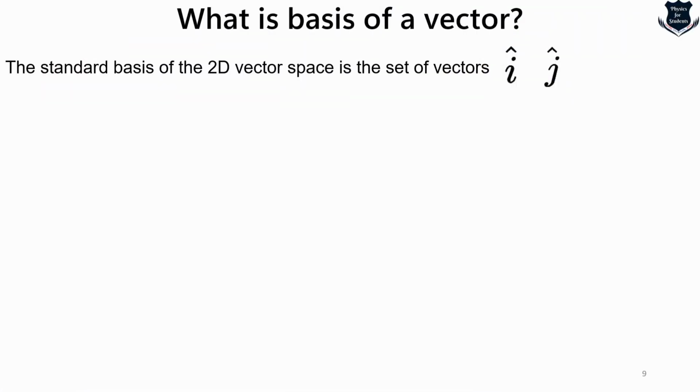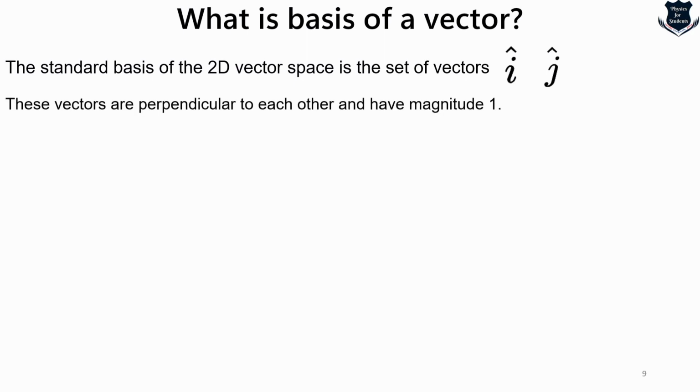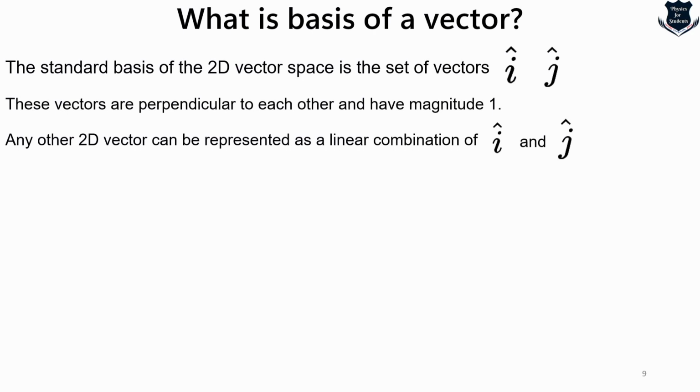Now you see, the basis of a vector space is a set of vectors that can represent any other vector in that space. So, for example, the standard basis, if I take the naming convention in a two-dimensional space, is what? i hat and j hat. So we just put a hat on it. This hat means they are perpendicular to each other and they have a magnitude of 1. So any other two-dimensional vector can be represented as a linear combination of i hat and j hat, obviously.